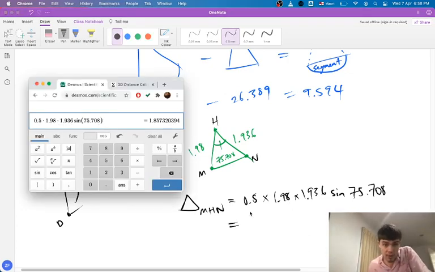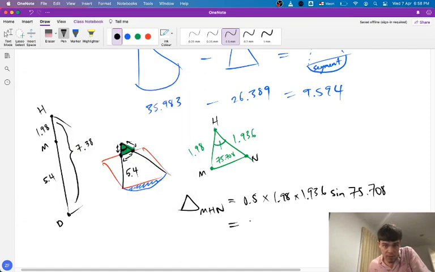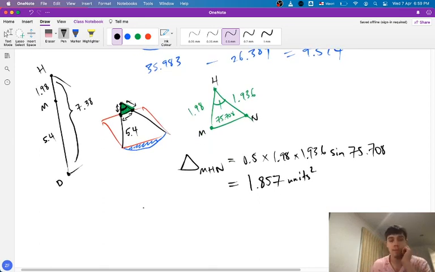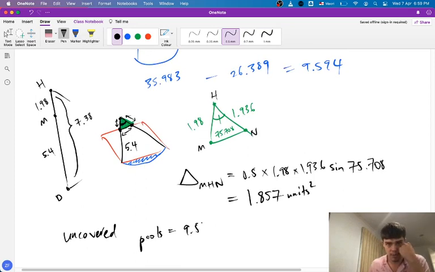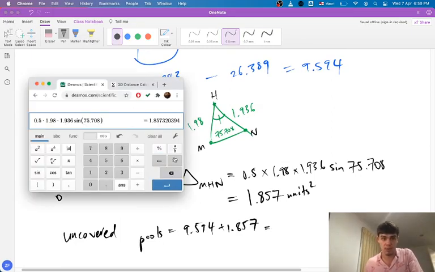Okay, so the area of that is 1.857, and that's units squared. Okay, so we've got that little one. We've got the segment. So we've got the mini green triangle. We've got the segment now. Segment plus little mini triangle. So that means the uncovered pools equals, you know, do all the working out, sadly, 1.594 plus 1.857. Actually, it's not sadly, because so many people make blooming little errors doing this.